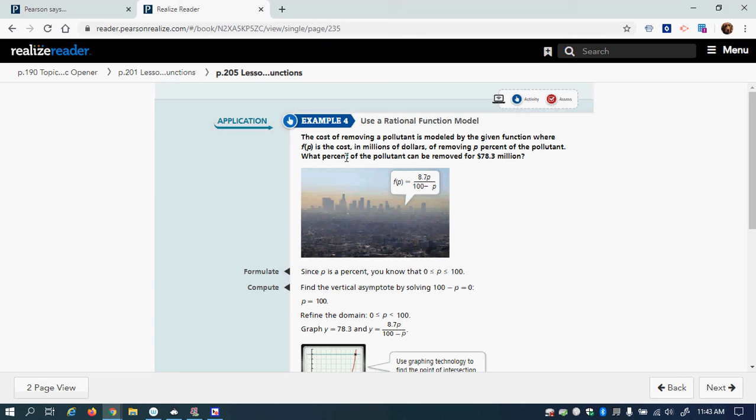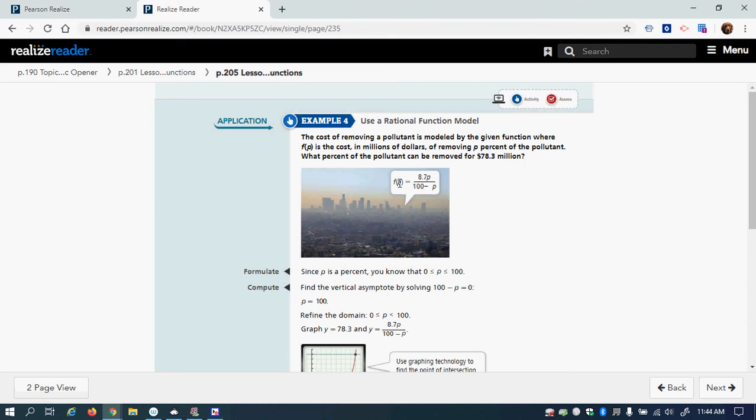That's in the millions of dollars of removing p% of the pollution or pollutant. What percent of the pollutant can be removed for $78.3 million?